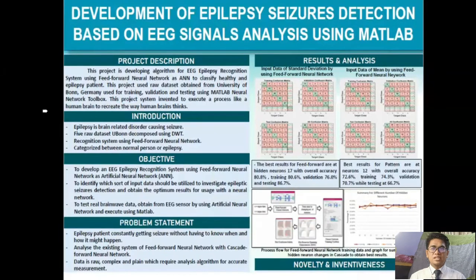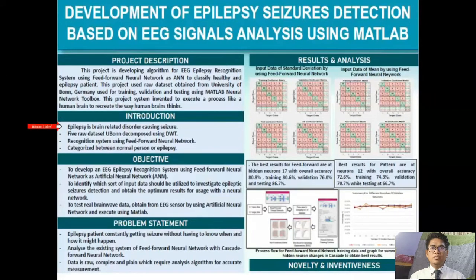For the introduction of this project, firstly, epilepsy is one of the brain-related disorders affecting the entire brain system, and it is caused by abnormal brain electrical activity, which is called a seizure. A seizure can cause unconsciousness, body shaking and many more brain-related issues.